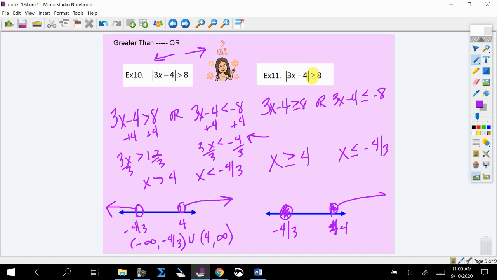And then I'm going to go opposite ways. So when I write my interval, I'm going to start at negative infinity. But when I go to negative 4/3, I'm going to put a bracket around it. And I'm going to join that with a 4 going to infinity, with a bracket around the 4 as well. So that is the difference. When you see a greater than and an absolute value, that combination creates an or inequality.